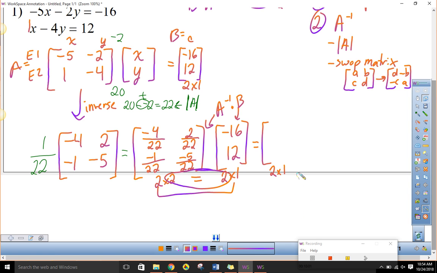-4 by -16. And that's still going to be over 22, right? Because this is technically over 1. You only have to really deal with the numerators. We're just going to let the denominators hang out. We're just going to let them chill.